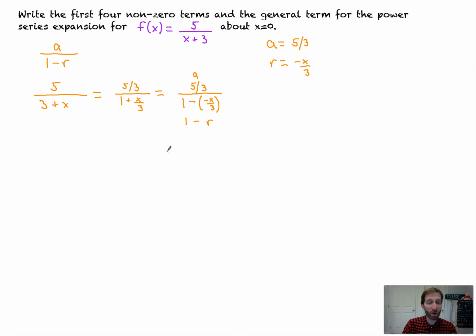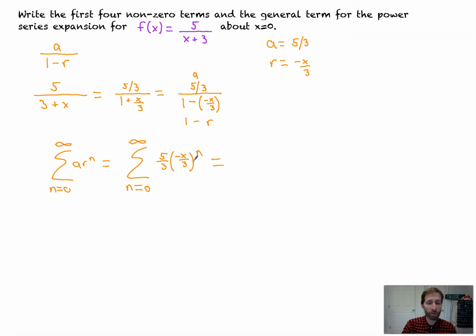So as I showed you earlier in this video, I then go immediately to sigma notation. I'm going to start that at 0. My a term is 5/3 times r to the n. And again, what's going on in my head is I've got the sum from n equals 0 to infinity of a times r to the n. So I'm plugging in a, I'm plugging in r, and then this particular problem asks for the first 4 non-zero terms and the general term. So we'll expand this out.